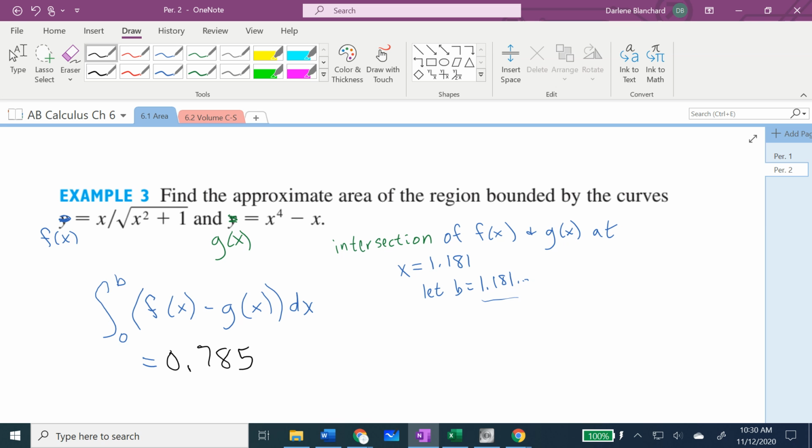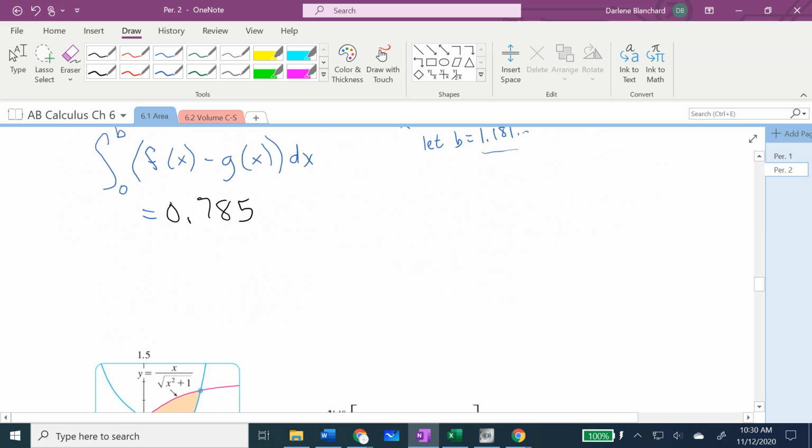Sometimes it's easier to use the home menu because it takes time to type in this other function, but then you also have to make sure that your window shows the entire thing before you can use the integration abilities. So there you go. Woohoo! Onward.